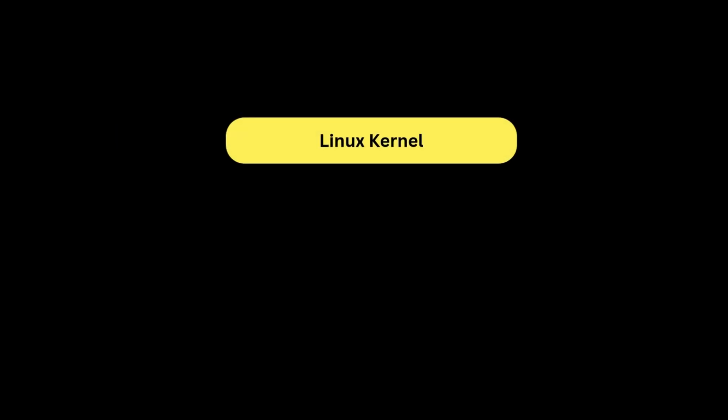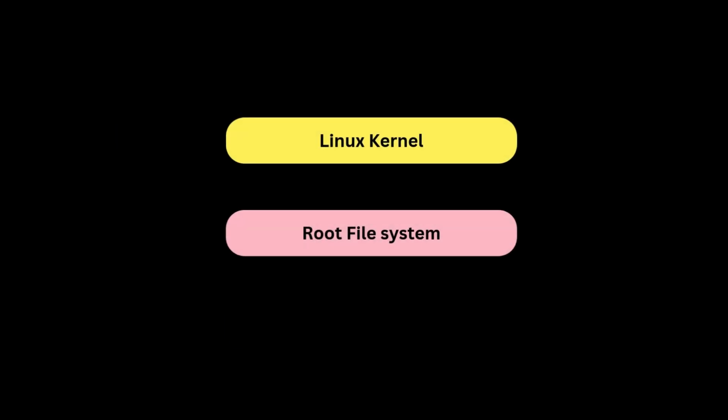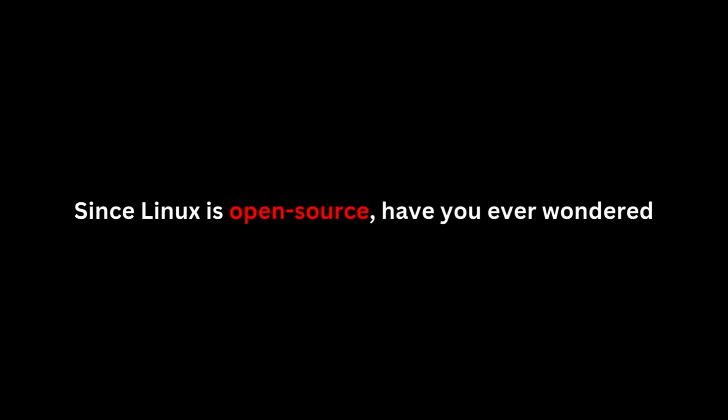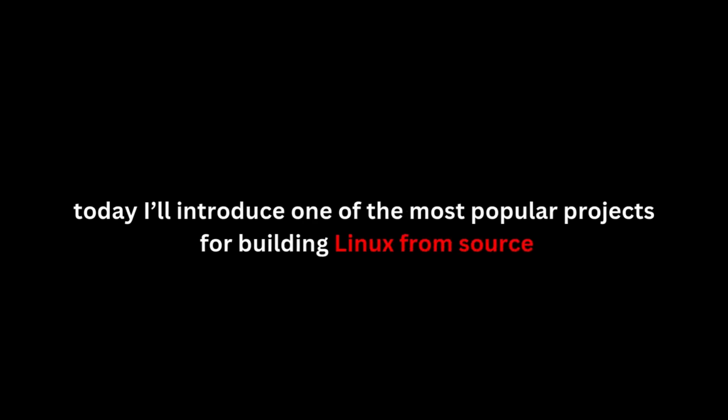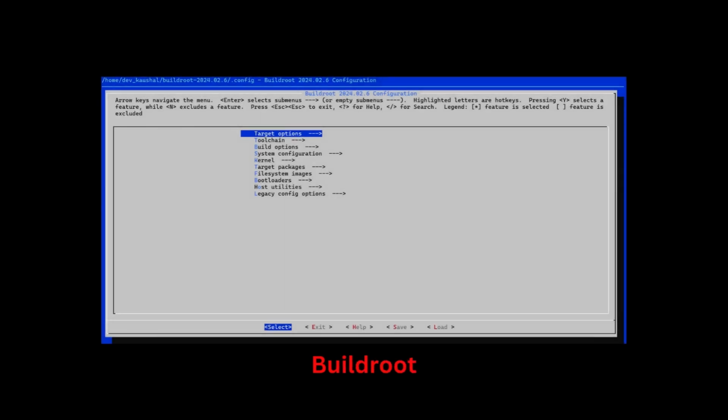We've already explored the Linux kernel, the root file system, and even kernel modules. But since Linux is open source, have you ever wondered how to build Linux from the actual source code? There are several ways to do this, but today I'll introduce one of the most popular projects for building Linux from source, Buildroot. You can find it at buildroot.org or on GitHub.